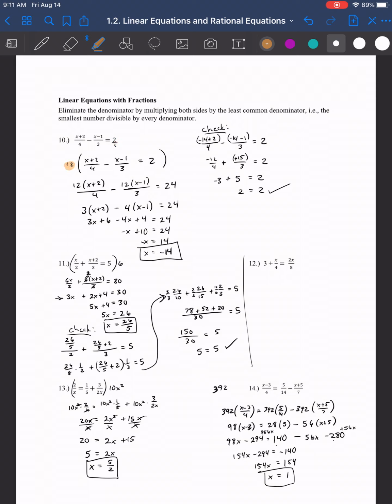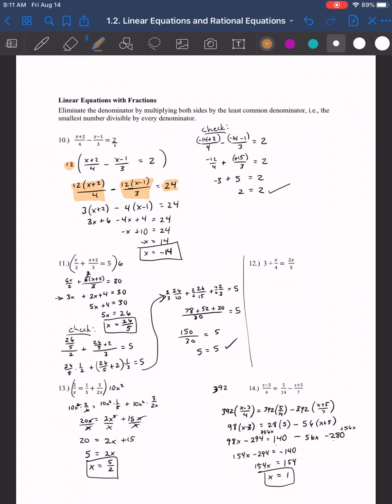If you can't find the smallest one that they all go into, you can always go the difficult way. It might make it a little trickier, but you can just multiply all the denominators together. 4 times 3 times 1 is 12, and then that one will work. So 4 times 3 gives us 12, which happens to also be the smallest one that they'll all go into. And we're going to multiply everything by 12. So we end up with 12 times (x + 2)/4, and 12 times (x - 1)/3, and then 12 times 2 is 24.